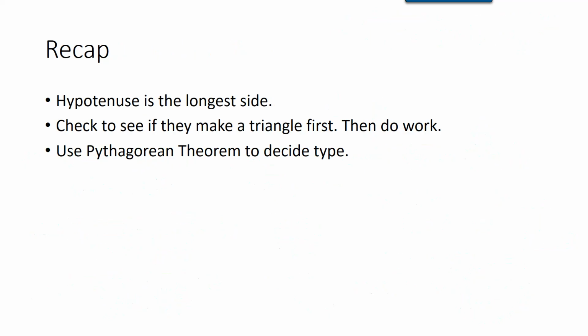A little bit of recap here. Okay, some important stuff to remember. The first thing, hypotenuse is always the longest side, so make sure that you plug that in for the c value when you're checking these in the Pythagorean theorem. On most of these, not the ones on a graph, the first thing you want to do is check and see if they make a triangle. Then do your work, because if there's no triangle, there's no way to classify it. You don't want to do all that work for nothing.